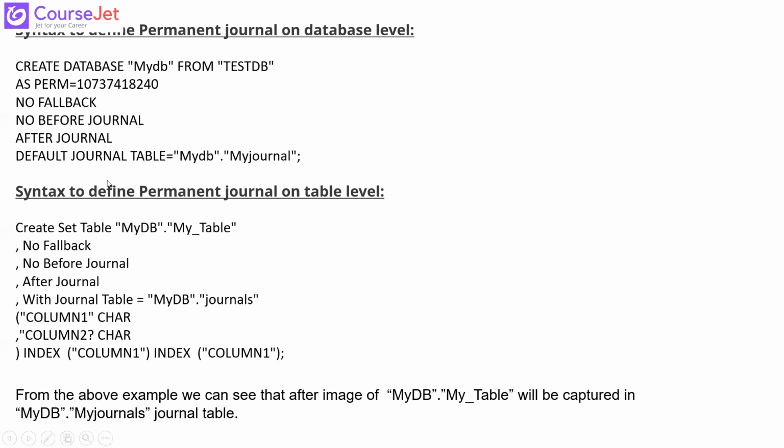So when it comes to the table level, here we can see I create a table MyDB.mytable. We set it to be no fallback, no before journal, and after journal we are enabling, where we will give the journal table like MyDB.journals. So this MyDB.journals will act as the after journal for this table. So whenever a DML operation is taking place in this table, this will hold the records.